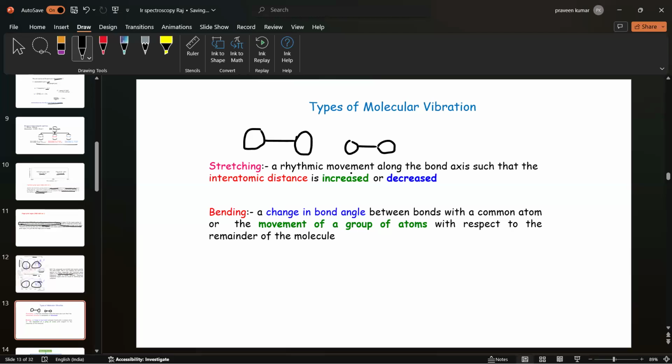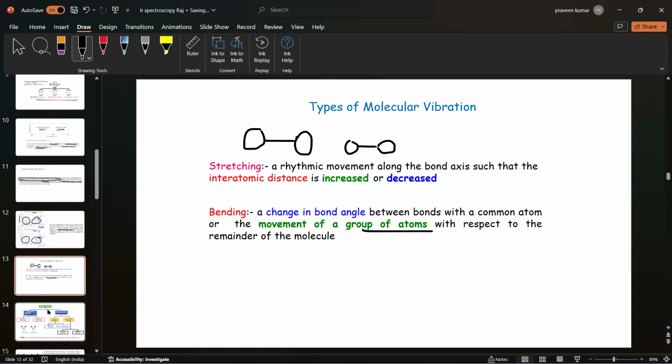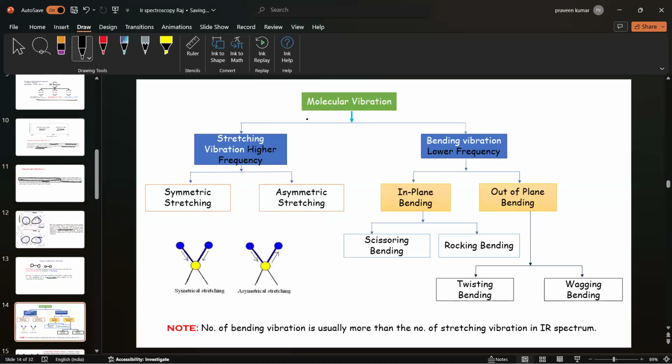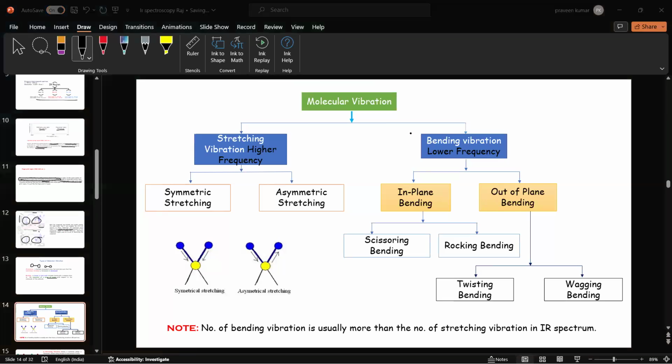Come on, guys, answer my question. What is meant by asymmetric stretching? And in bending, they basically move in the opposite direction. Great. There is an increase or decrease in the wavelength in the opposite direction. Bending is basically a change in the bond angle between the bonds with the movement of the group of atoms. As I mentioned earlier, bending is also called deformation.